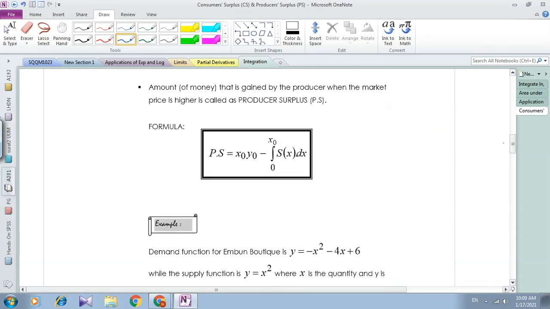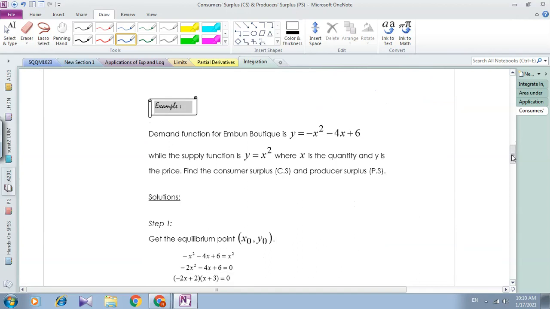Next we have producer surplus. For a producer, it is natural to relate producer with the supply function. So that's why in the formula you have the supply function. But this time you will write the equilibrium first, the multiplication of the equilibrium point first, minus the integration of the supply function.